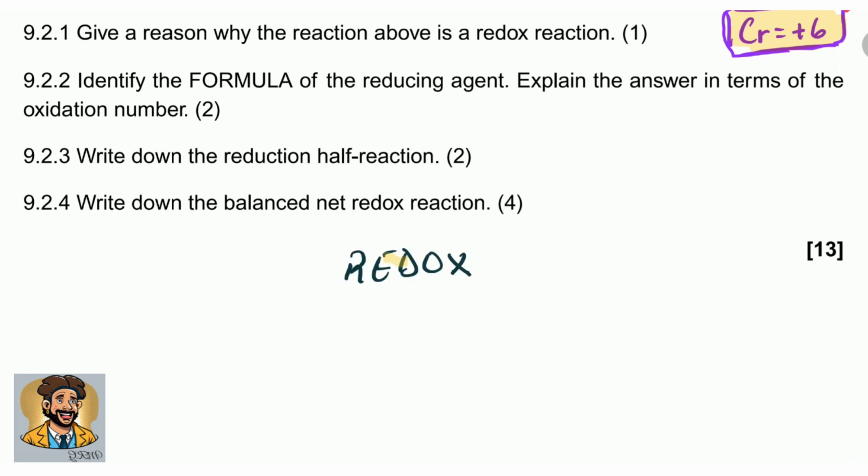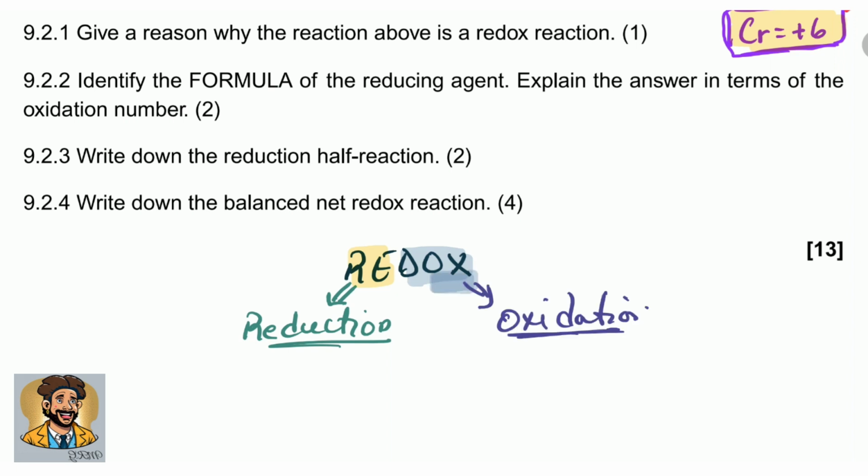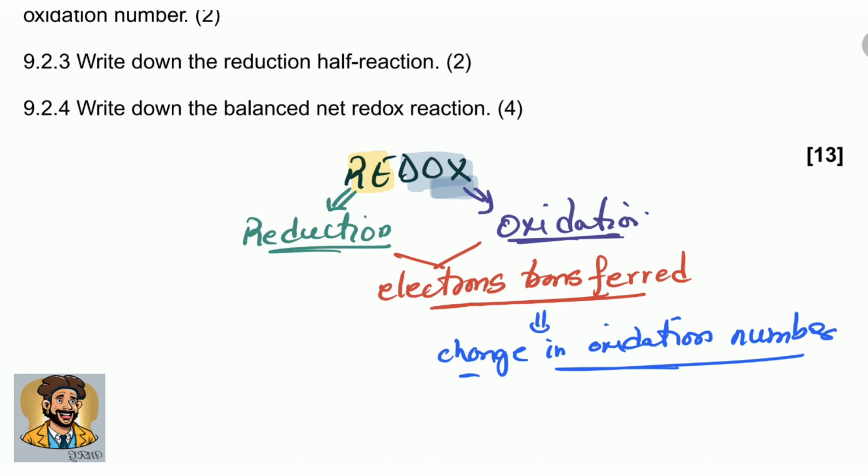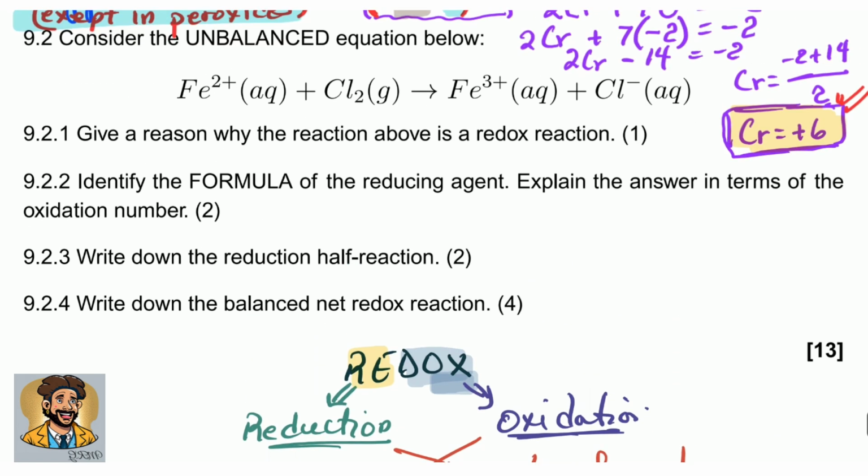Now, redox is a word that is divided in 2 parts. The first part is re, which comes from reduction. Re will come from reduction. And ox is coming from oxidation. So if we divide, a redox reaction is a reaction where reduction and oxidation take place. Both of them involve a transfer of electrons. How do I know that there is a transfer of electrons? Because there is a change in the oxidation number. This is for you to know why this reaction is a redox reaction.